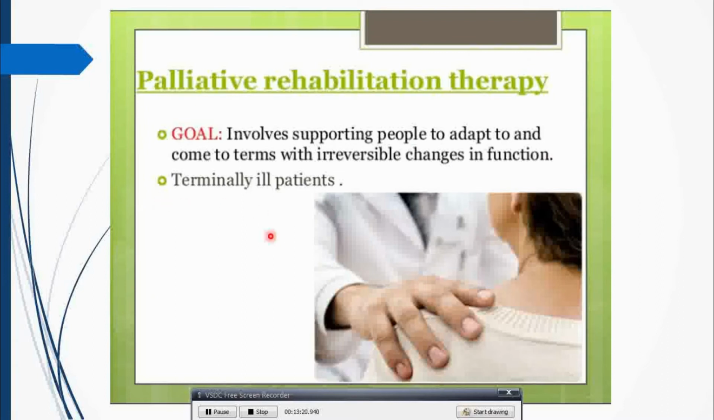Next, the last one is palliative rehabilitation therapy. The goal involves supporting people to adapt to and come to terms with irreversible changes in function. Terminally ill patient, maknanya kita memang confirm sekian-sekian orang ni dia memang ada penyakit demikian, yang memang penyakit tu kadang-kadang tidak boleh dipulihkan lagi, maknanya terminally ill. So kita cuba bantu support. Tengok gambar ni kan, maknanya orang cuba support, berikan dia semangat pada patient tu.